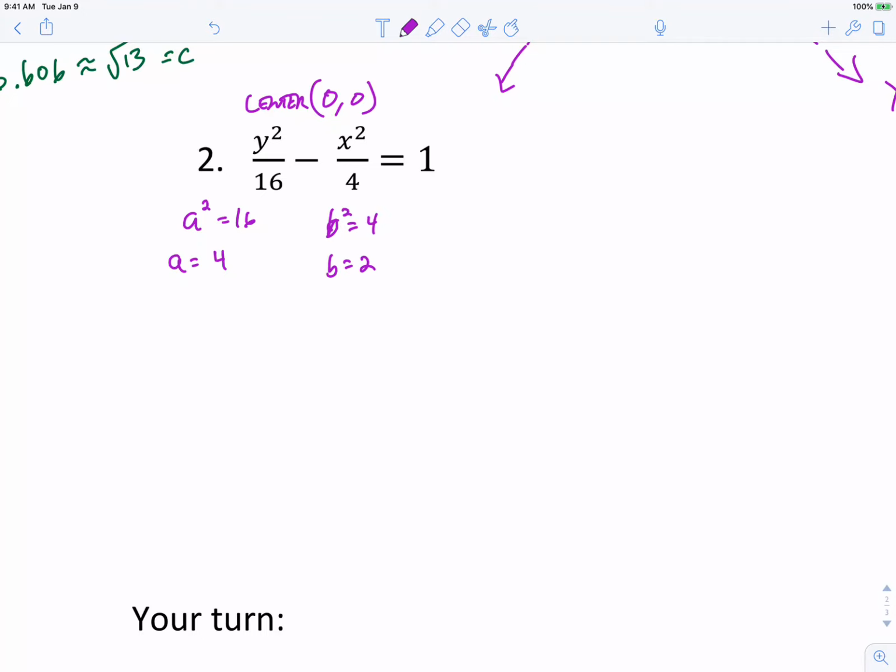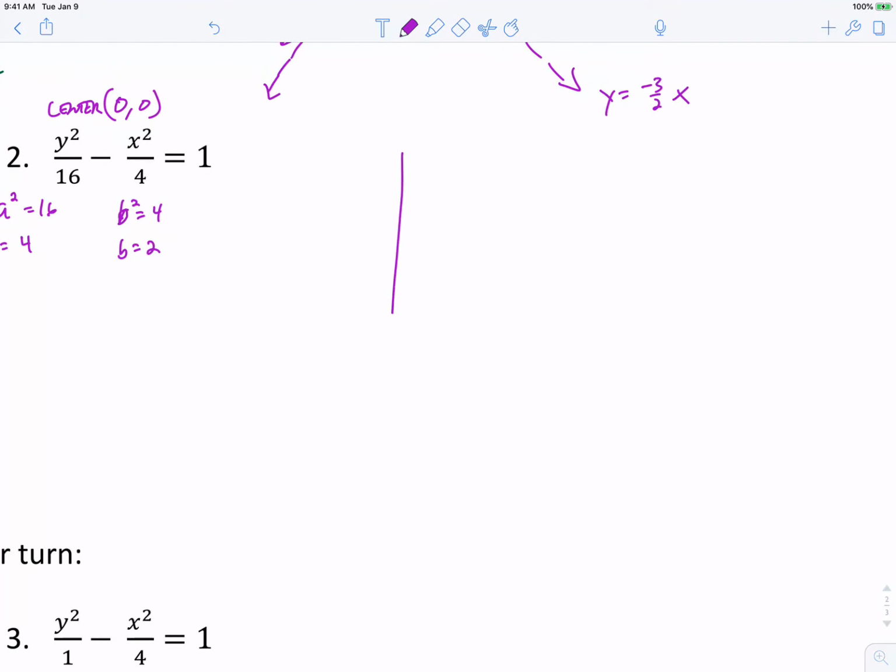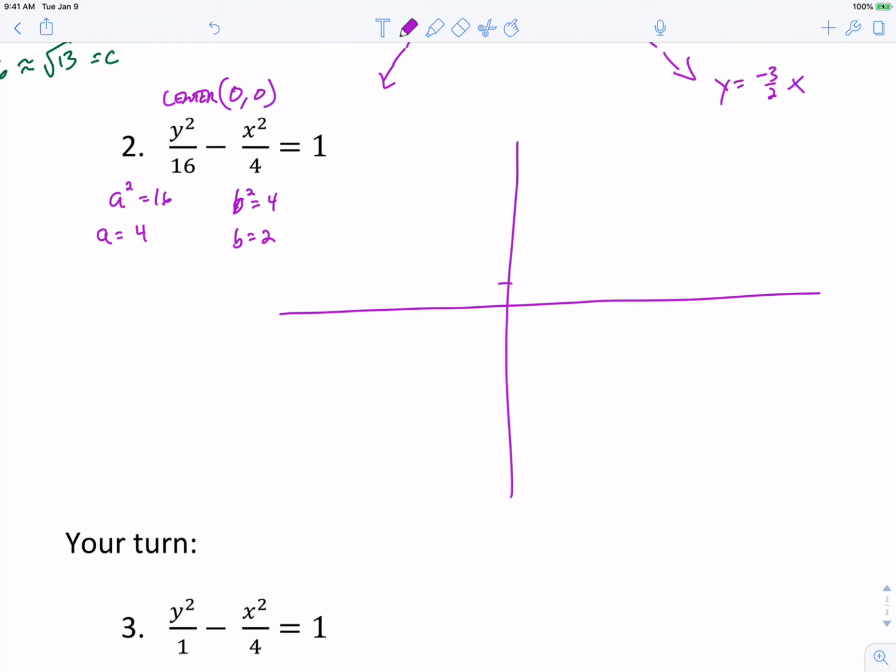Notice the direction they go in though. It doesn't matter if I call it a or b. I don't get hung up with that. But notice the y squared is the positive one this time. So when I draw this, the transverse axis is going to go vertically now because the y squared was the positive term. So my branches will open up and down, not left and right. They'll open vertically.